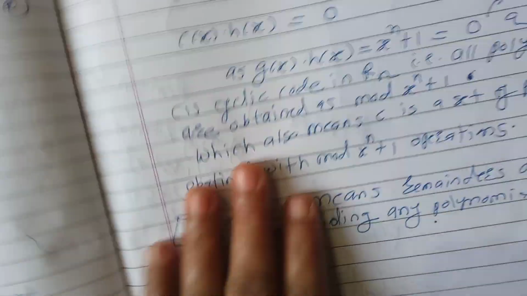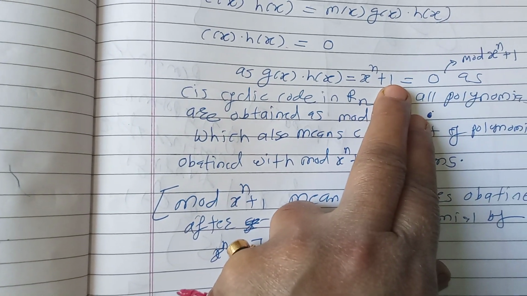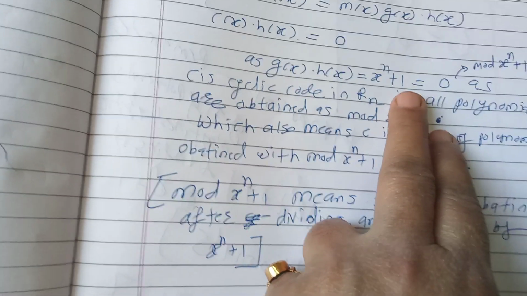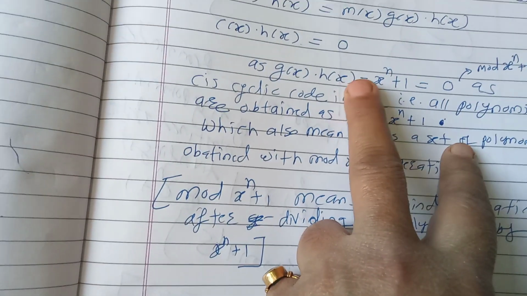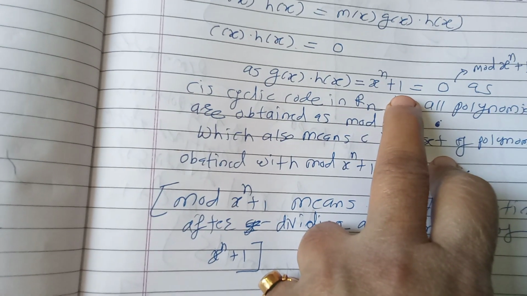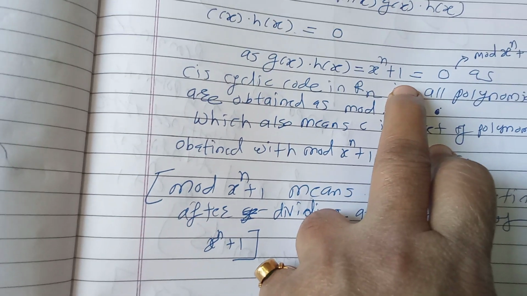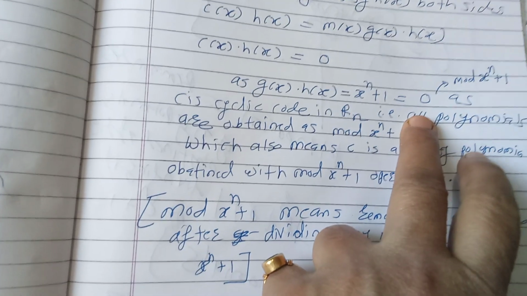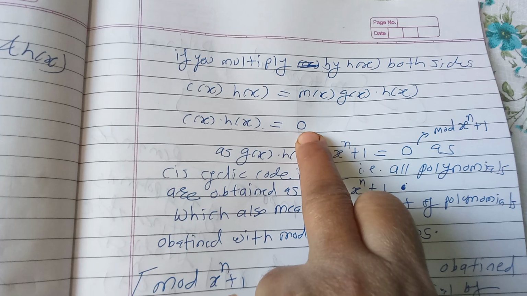Now g(x) into h(x) is equal to x raised to n plus 1. But in code set C, any polynomial is obtained as mod x raised to n plus 1, or any polynomial is nothing but a remainder obtained after dividing it by x raised to n plus 1. If you divide it by x raised to n plus 1, you will get the remainder as 0. So in code set C, g(x) into h(x) is equal to 0. So c(x) into h(x) is equal to 0.